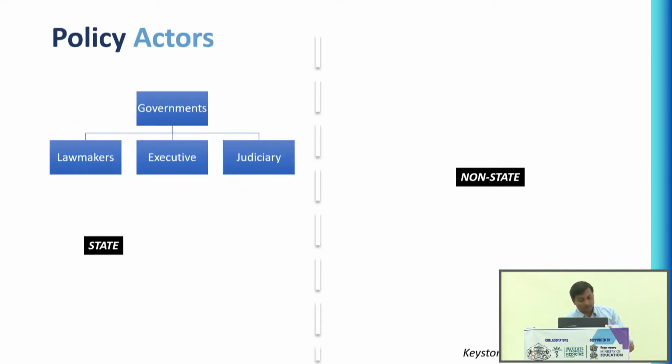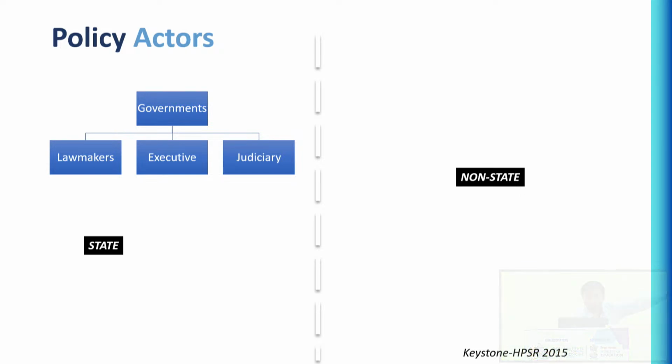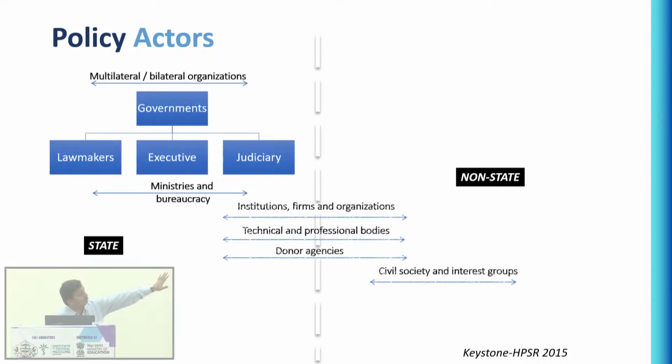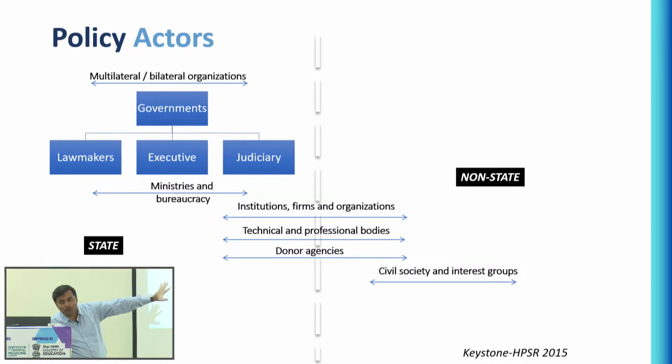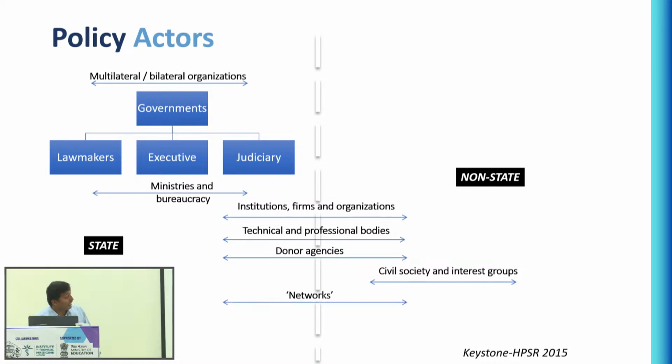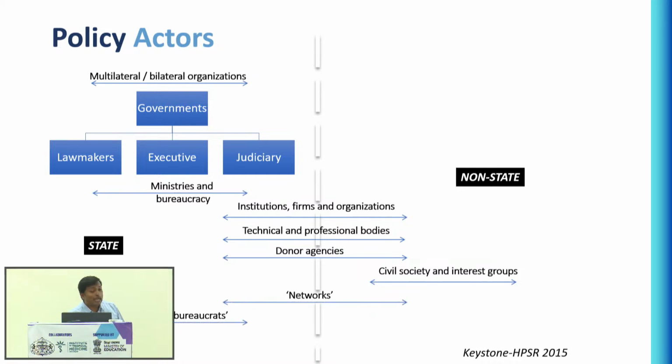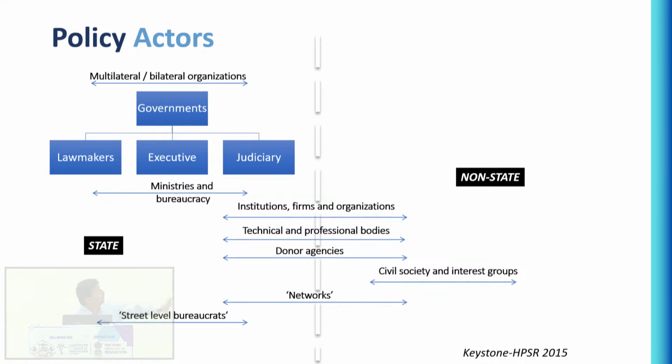I borrowed this slide from the Keystone one. So, actors are state specific actors, ministries and bureaucracy, non-state actors, okay, civil societies, interest groups, actors who may contribute on both sides, networks and street level bureaucrats, okay, who fall within the state actors and they are the actual implementers of the policy.